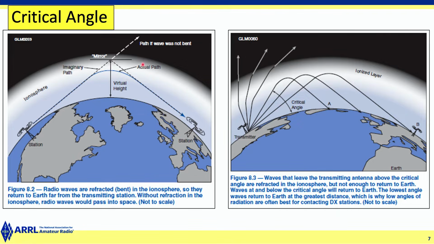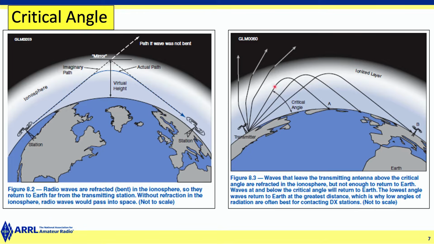So here's my transmitting station up in the northwest, and if I come off at an angle here, say about 30 degrees, it gets reflected and comes back down to a station over here in Europe. If I take a look at what the critical angle is for this particular frequency and this particular amount of ionization, let's say the critical angle is 45 degrees.